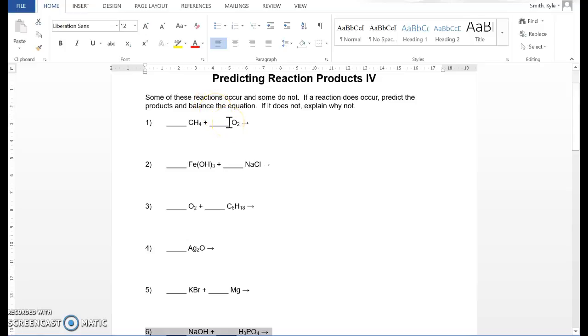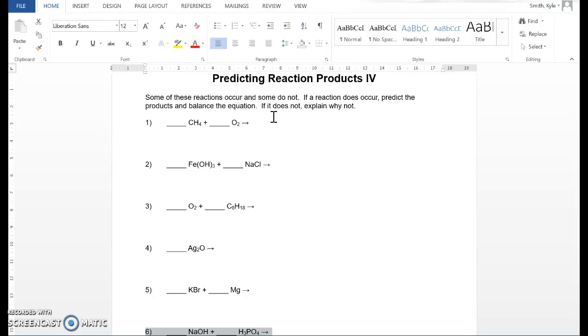It was a little confusing to some of you, and maybe why is because it mentions here that some occur and some do not occur. We're just going to pretend like all of these occur. Some of them do not occur basically because of the activity series, or they're both soluble in water or something like that. We haven't touched on that yet, so not your concern right now. All I want you to do is pretend this reaction is going to take place and tell me what the products are, and then go ahead and balance it.